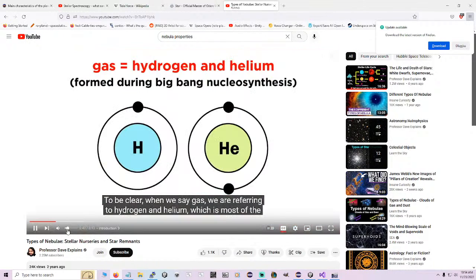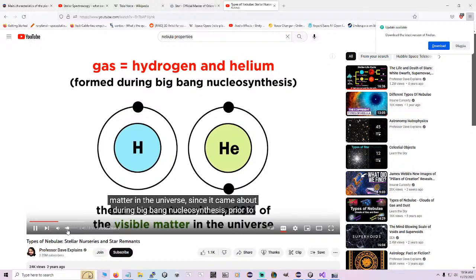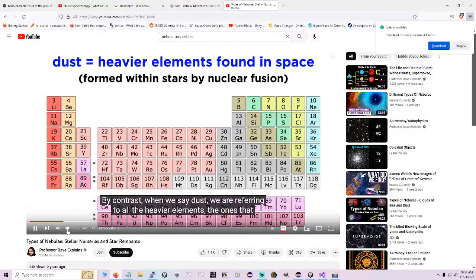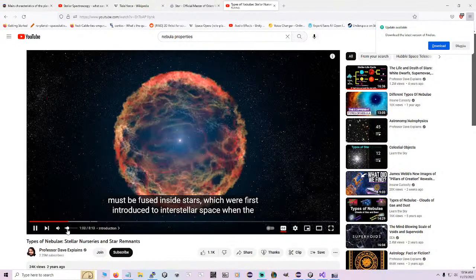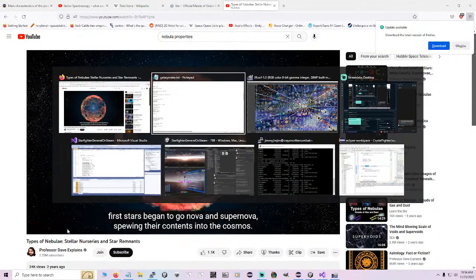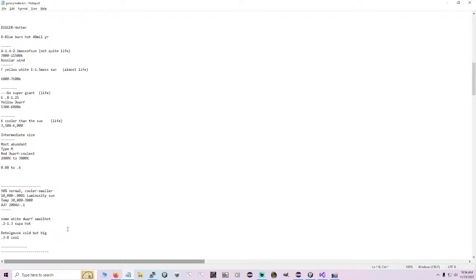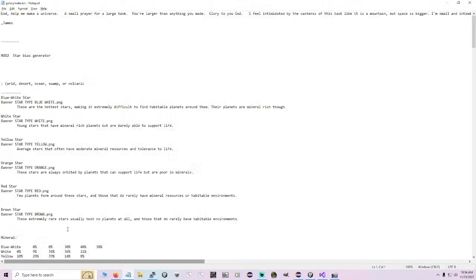To be clear, when we say gas, we are referring to hydrogen and helium, which is most of the matter in the universe, since it came about during Big Bang nucleosynthesis. When we say dust, we are referring to all the heavier elements, the ones that must be fused inside stars, which were first introduced to interstellar space when the first stars began to go nova and supernova, spewing their contents into the cosmos. Gas and dust can collide by gravitational collapse to form a new star. This will be accompanied by a protoplanetary disk, and this is the material from which planetary systems form.